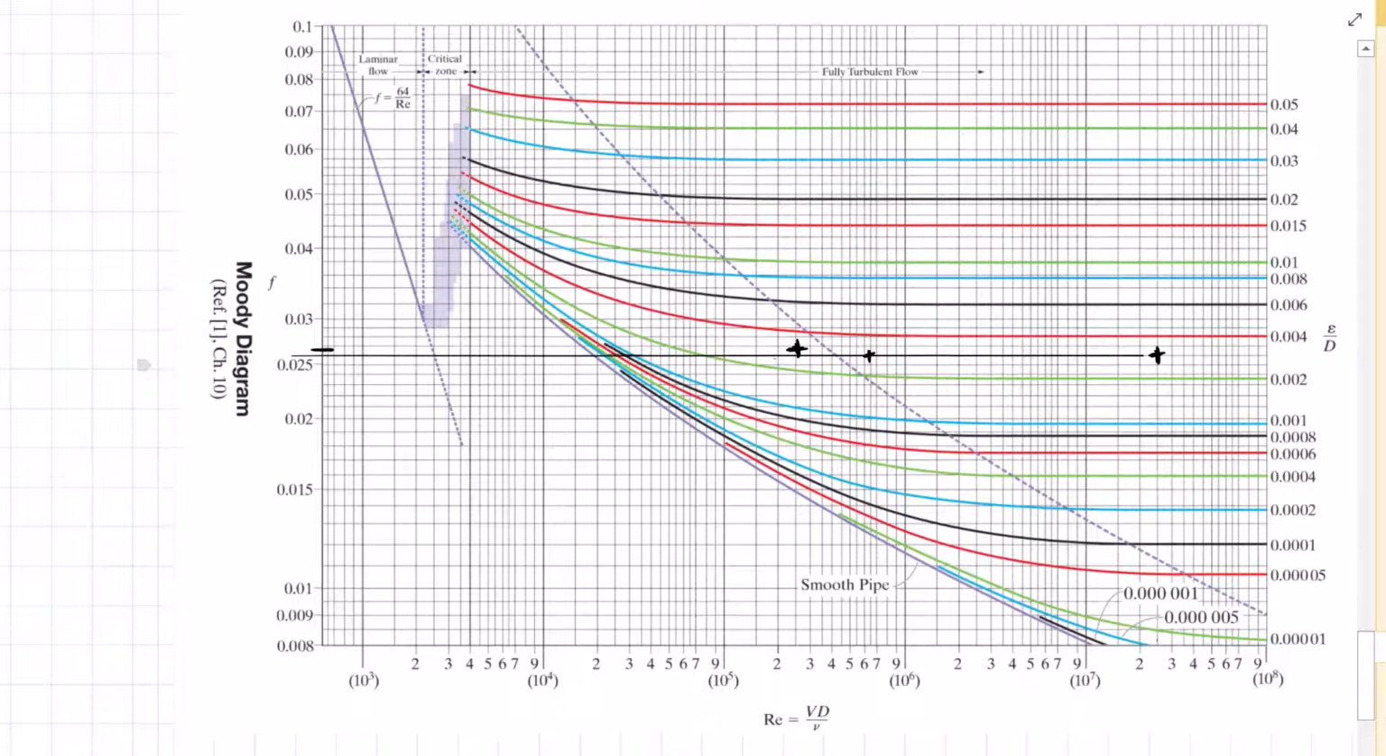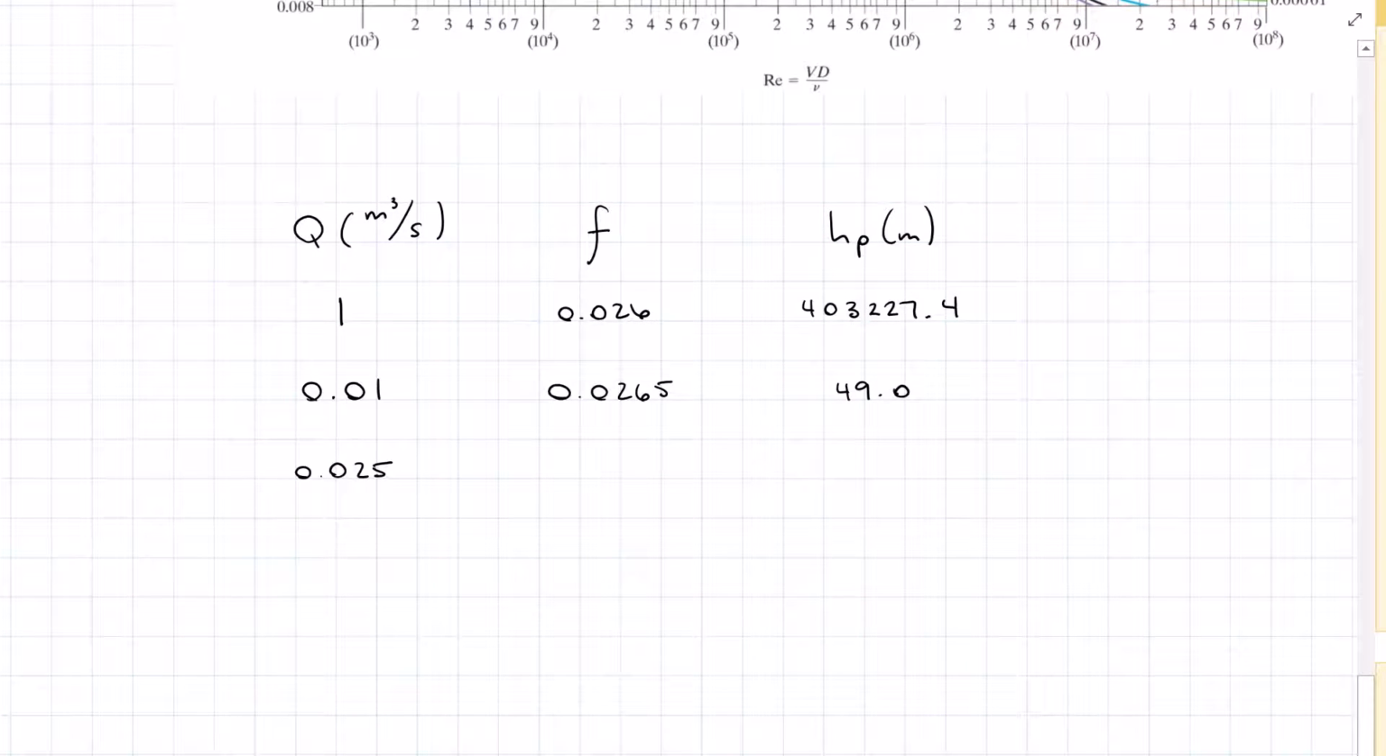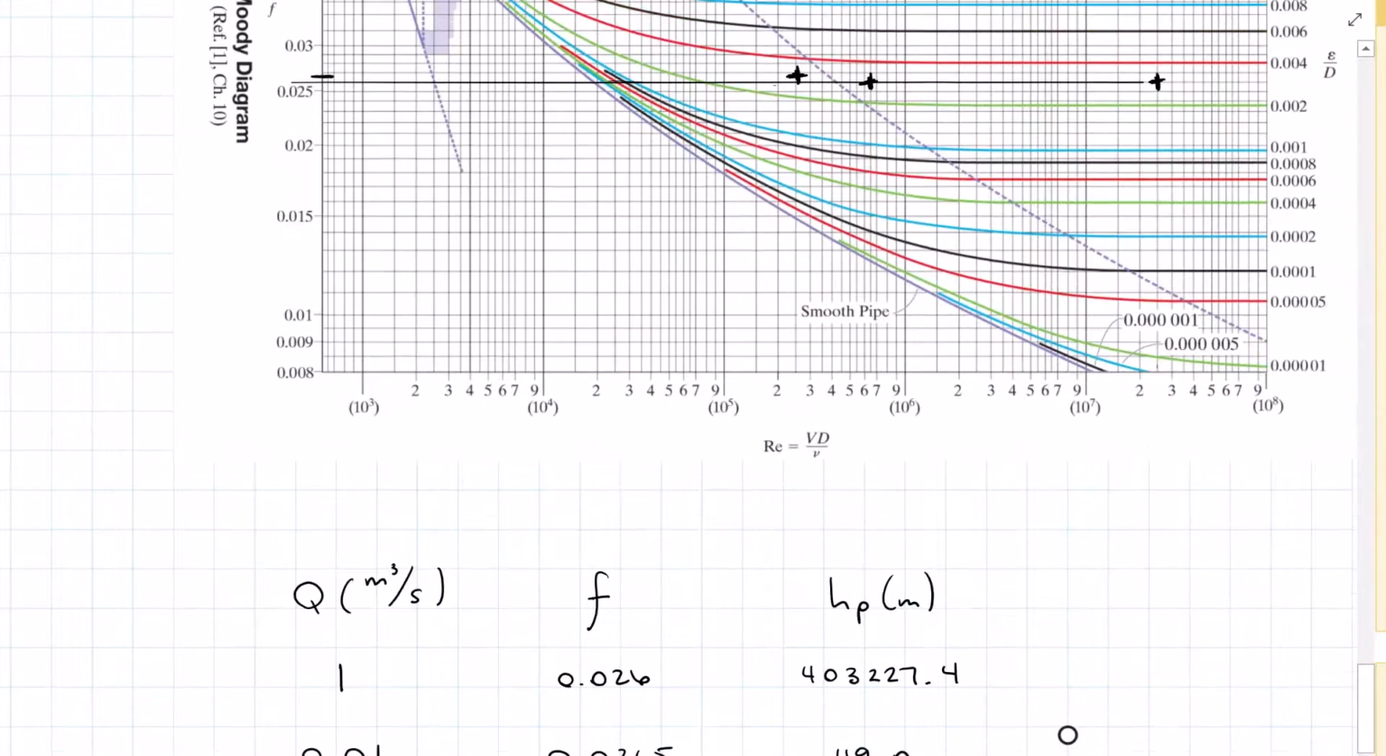At a flow rate of 0.025 meters cubed per second, I get a Reynolds number of around 64,000. So that gets us over here to this part of the Moody diagram. And you see that we're kind of honing in on a friction factor. So we're bouncing between 0.025 and 0.027. So that's nice that we're staying about there for our friction factor. Plugging the friction factor into our equation, I get a pump head of 251.7 meters. So yay, quite a bit of a jump.